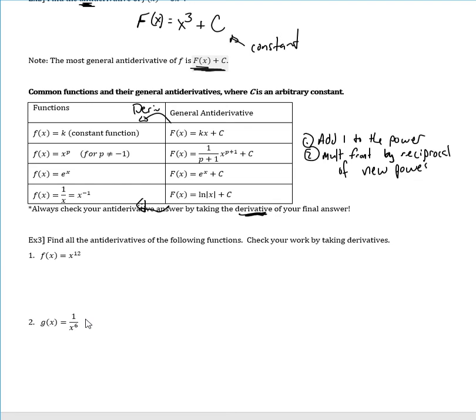Okay, so with this problem, there's not much going on with it. Let's just break down our steps here, the 1 and 2. It's the power rule. So capital F of x, so this is now the antiderivative, equals, I usually leave a little space after the equal sign.